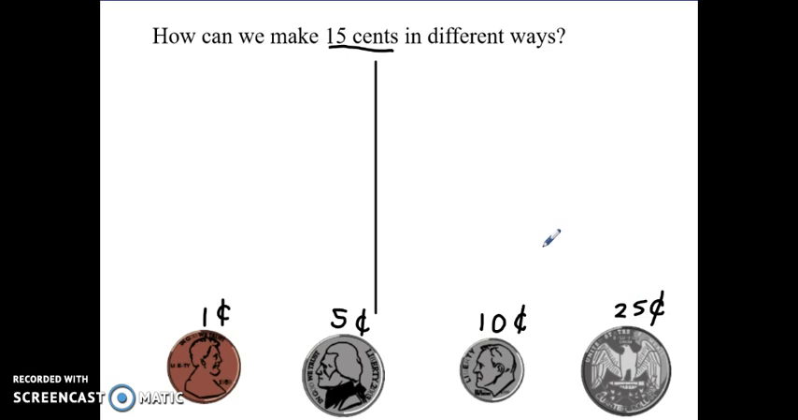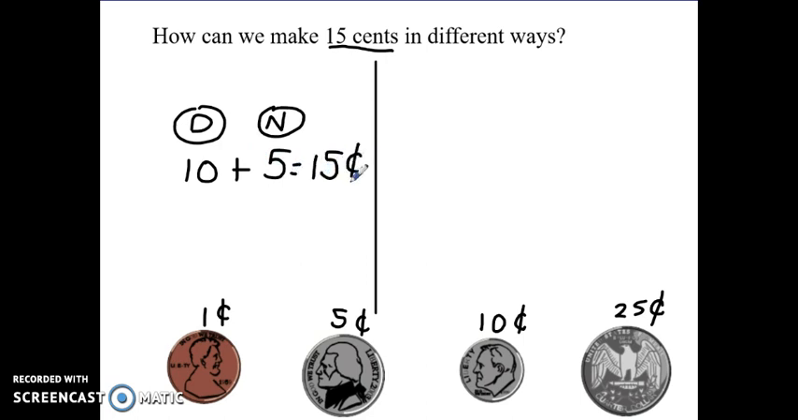If I want to make 15 cents, one way to do it is by starting with our largest coin. Well, 25 cents is too big, so I would have to start with a dime. And in order to make 15, I could use 1 dime for 10 cents. And then I would need to add 5 more cents to it to make 15, which would be a nickel. So I could make 15 cents with 1 dime and 1 nickel.